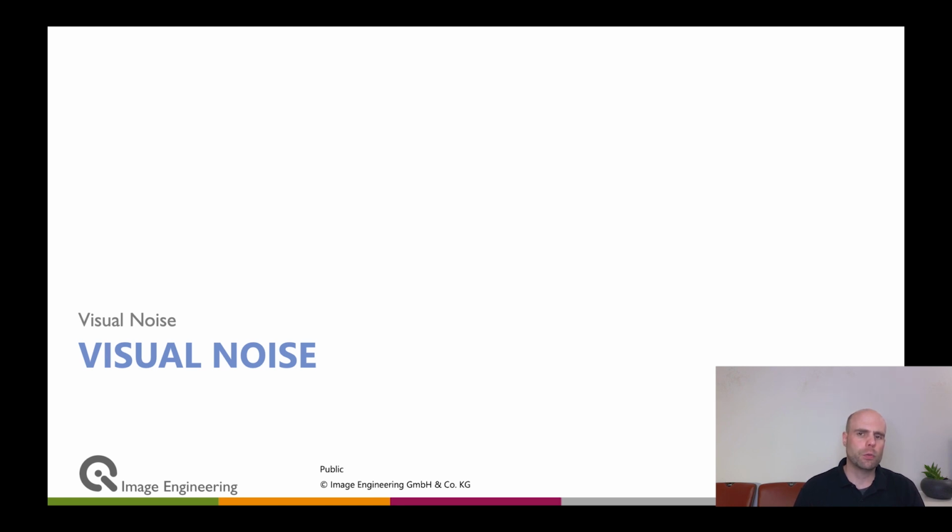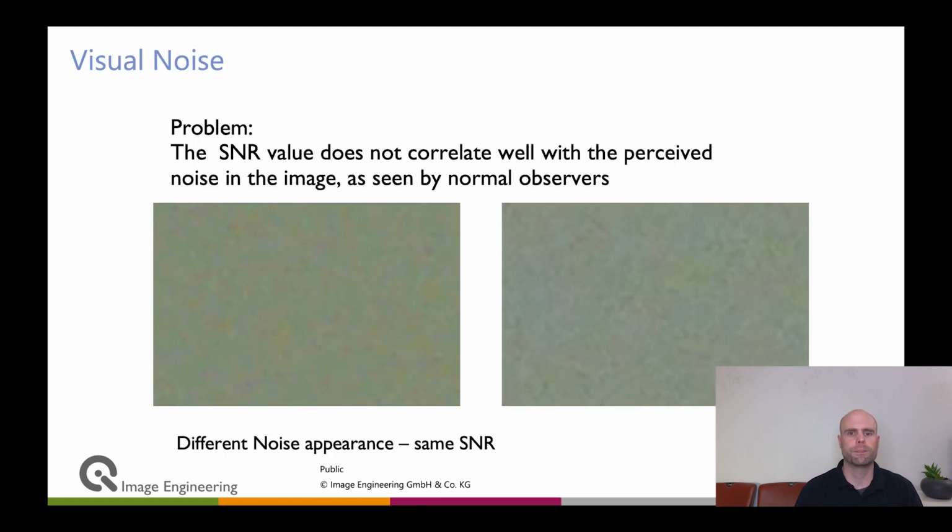Okay, I don't want to talk that much about signal to noise ratio. There's the ISO standard, you can measure it, and it is used commonly. But I want to highlight particularly the visual noise, also in the ISO standard, and I think for many applications a very important metric. So what's the problem with SNR?